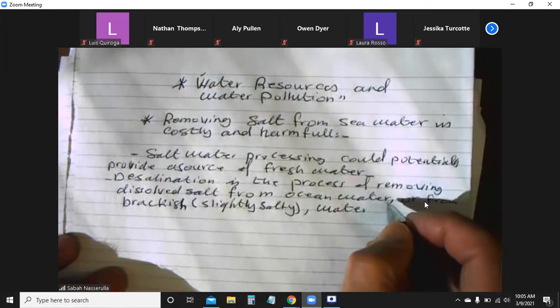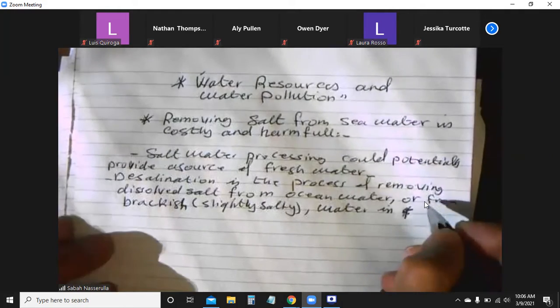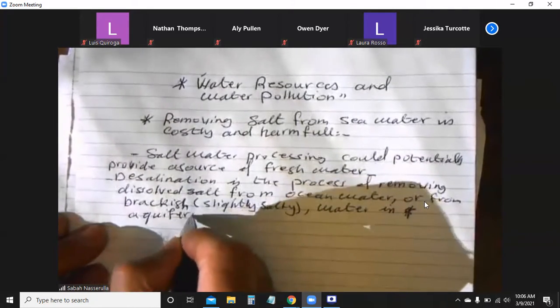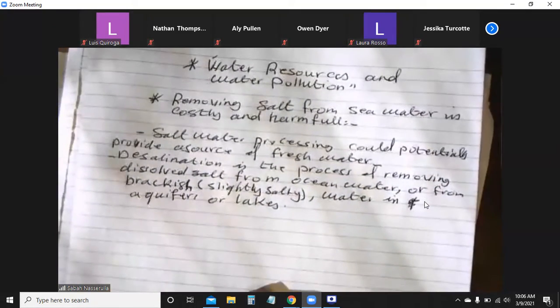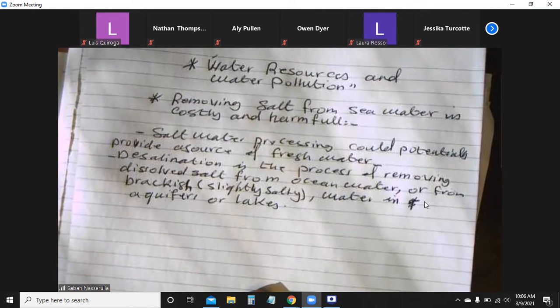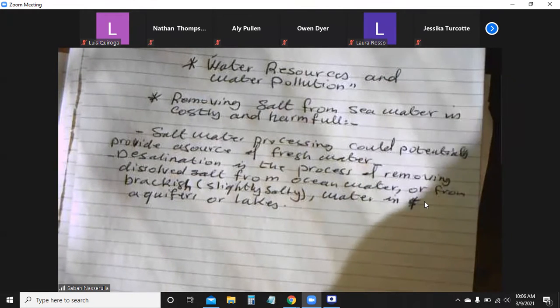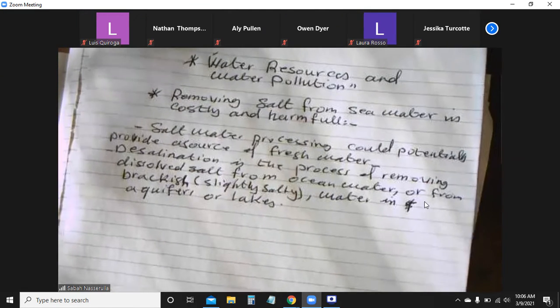Basically, we call it an aquiferous, or, of course, lakes. And now at the moment, for desalinization we have two main widely used methods. One is basically a kind of distillation, and the other is known as reverse osmosis. So we're going to mention each one of these.